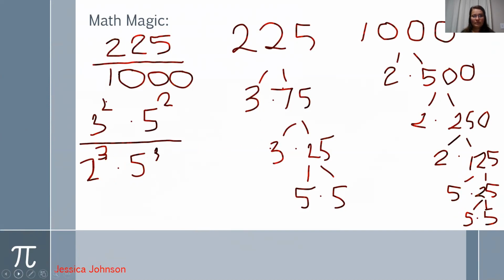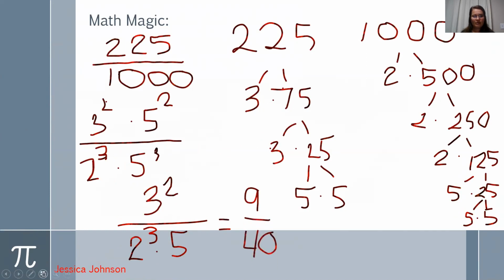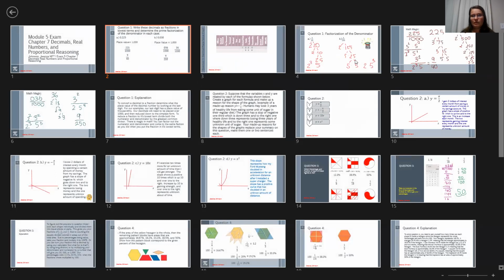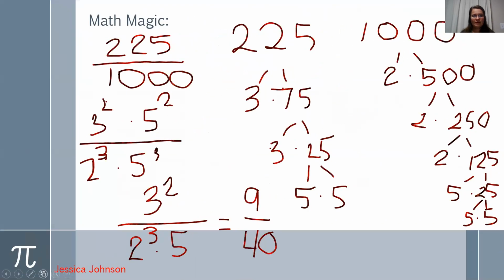Let me show you. 3 to the second over 2 to the third times 5. And what is 3 to the second? 9. And 2 to the third times 5 is 40. See, we got 9 over 40 when we first began, and we simplified our fractions to the lowest terms. Don't you think that's magical?